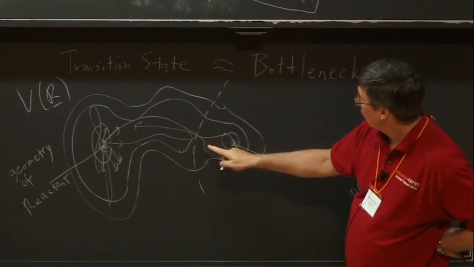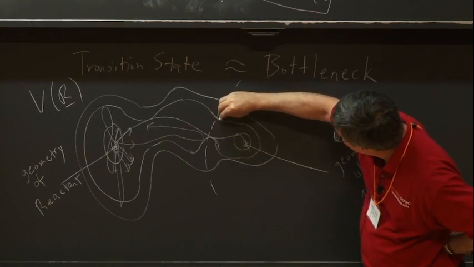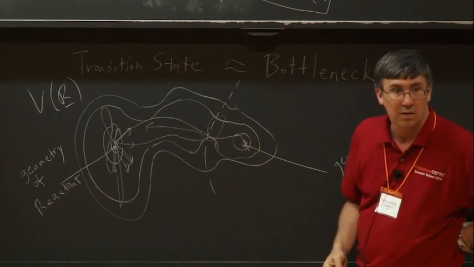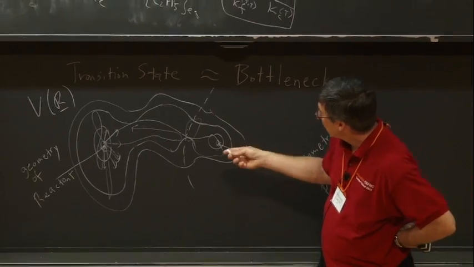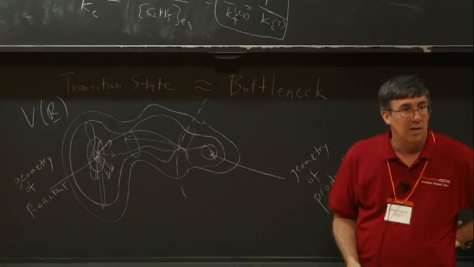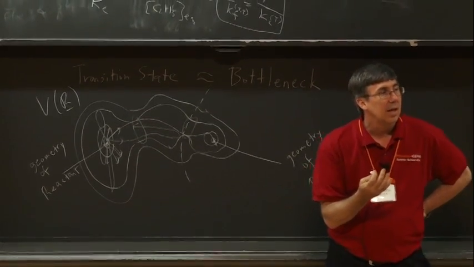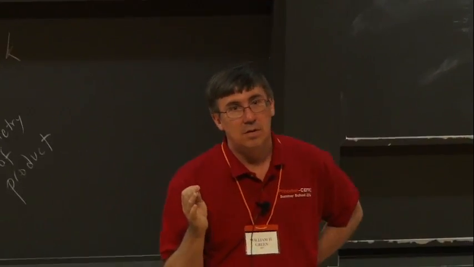You know, I have to get here. And so my idea is that this narrow space here is sort of defining the bottleneck on the reaction. But it's not so obvious, because the bottleneck could be back over here, right? So when you have a complicated reaction, it's not always obvious where you should make the dividing surface.